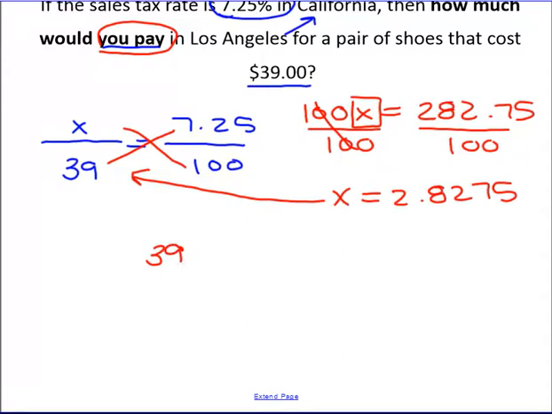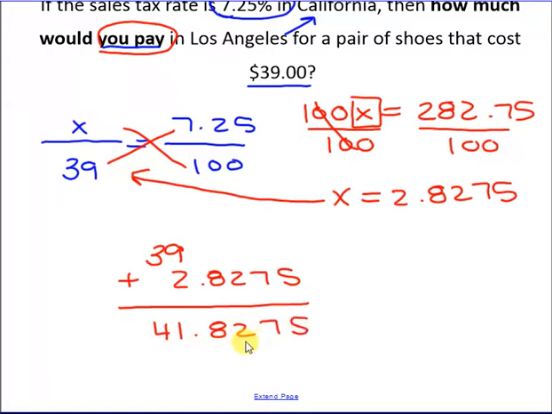So 39 plus 2.8275. And that's going to give us 41.8275. Now, that's not an acceptable way to write money. We can only have money up to 2 spots after the decimal. So this 7 is going to tell this 2 to go up, and we get rid of the rest. So the total cost for the sneakers is $41.83.